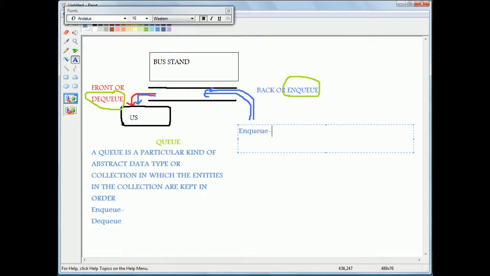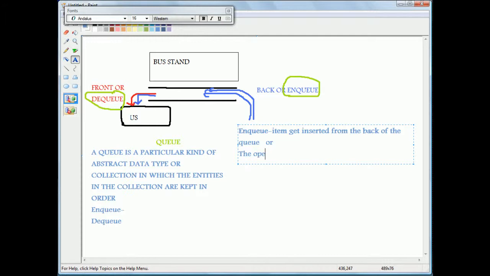In NQ, items get inserted at the back of the queue. So what we say in NQ, items get inserted from the back of the queue, or the operations on the collections are addition of entity to the rear terminal position, known as enqueue. Means all the operations which are adding from the rear terminal of the positions are called as NQ. So let me write that also.